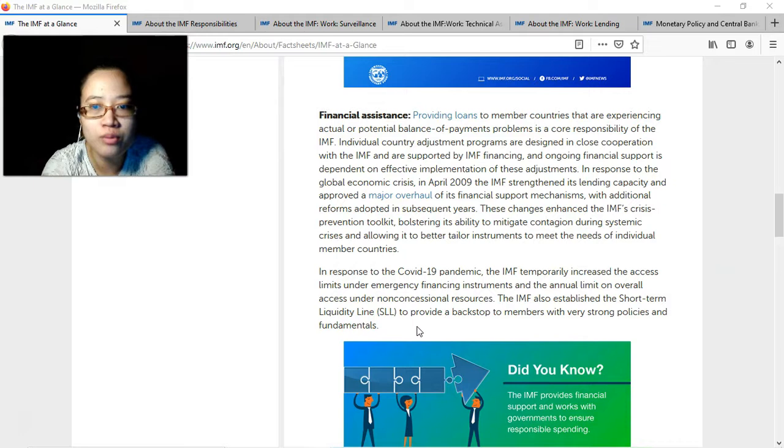Okay, so probably this one is for countries that have the financial capability but cash flow is a bit constrained, and then you have the other one which is for members that are in great need to combat the pandemic.